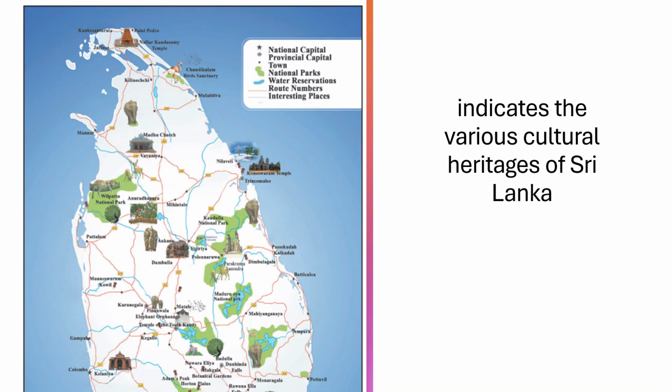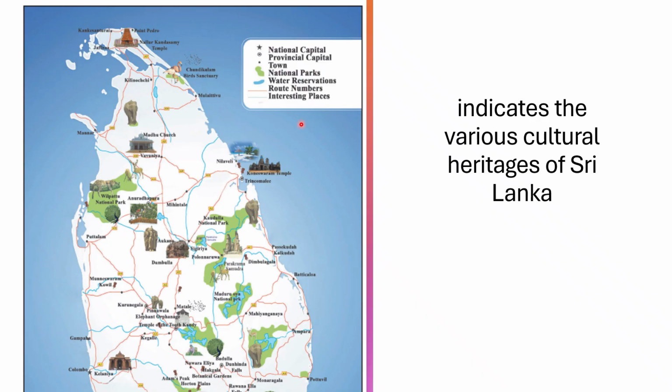Indicate the various cultural heritages of Sri Lanka. This is another picture from your textbook, and this is how our country is usually divided in picture diagram maps. So this star is the national capital, this dot in a circle is a provincial capital, that's a town, this green blob is a national park, this blue blob is water reservations, this red line, you can see it if I get the red dot over here, is the route number, and this is the ash line. So that's interesting places.